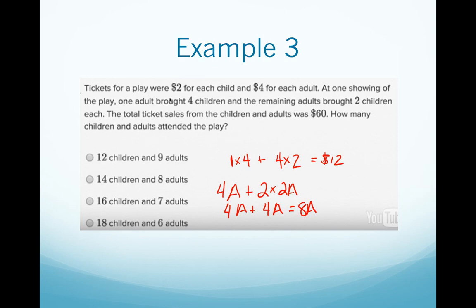So it was $60 total minus the $12 for that first adult. So that's going to put us at $48. And we can divide by 8, and that's going to give us 6 here. Remember, it was 6 adults plus that initial adult, so it was going to be 7 adults, and then a total of 16 children.